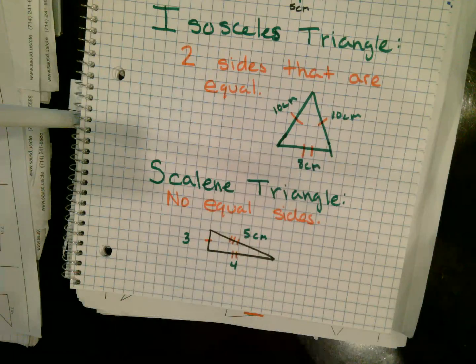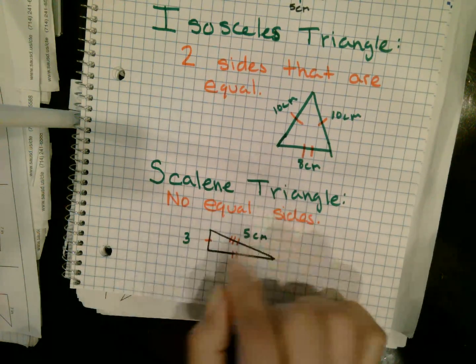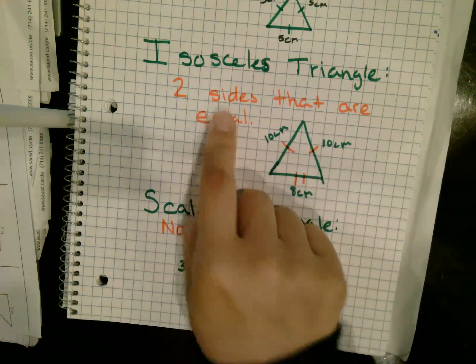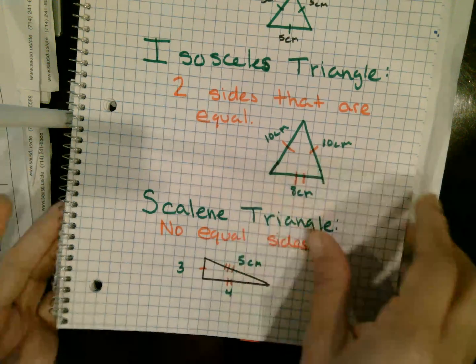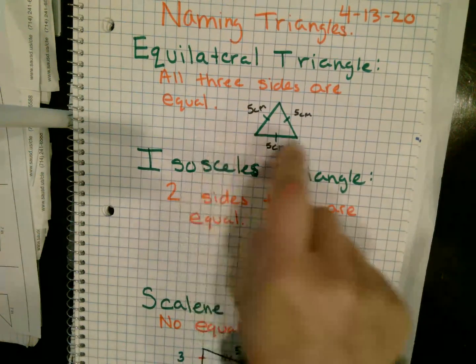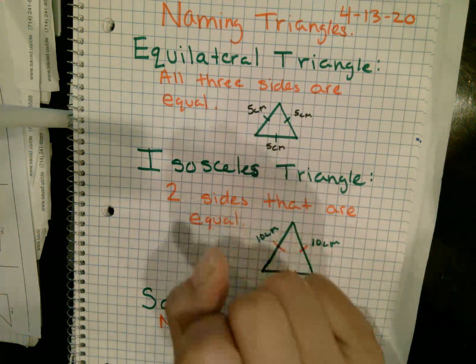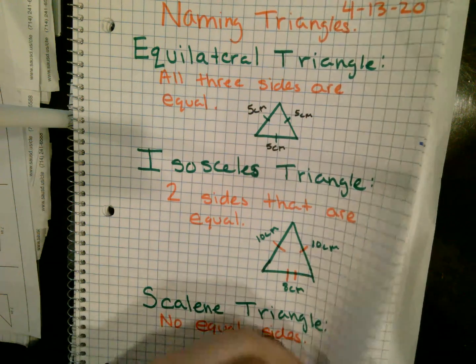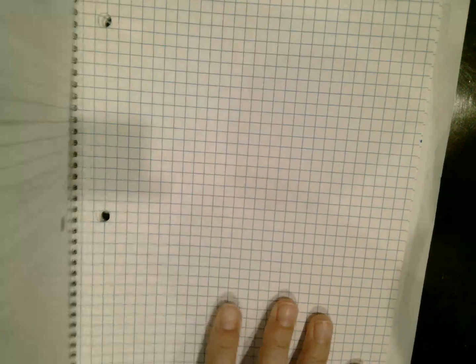So this is all about vocabulary and just knowing the definitions, okay? A scalene triangle has no equal sides. An isosceles triangle has two equal sides. And an equilateral has all equal sides, okay? So to practice, we're going to do a couple together and then you're going to do it on your own. Don't base it on my drawings. Base it on the numbers, okay?